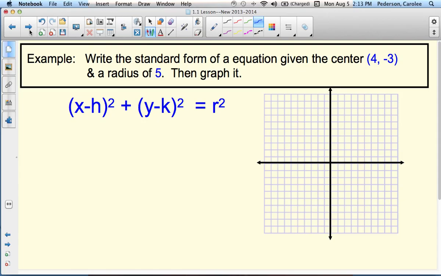So here's an example. Write the standard form of an equation, given the center of the circle is 4, -3, and the radius is 5. We want to come up with the equation and then graph it. So the center is your h, k. So that's going to go in for here and there. Then the radius is 5. So that's going to go right there. Let's go ahead and write the equation, substituting those three pieces in.